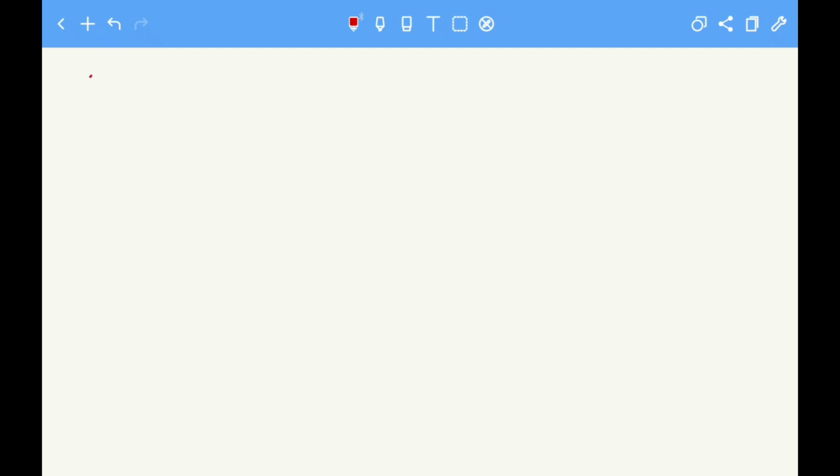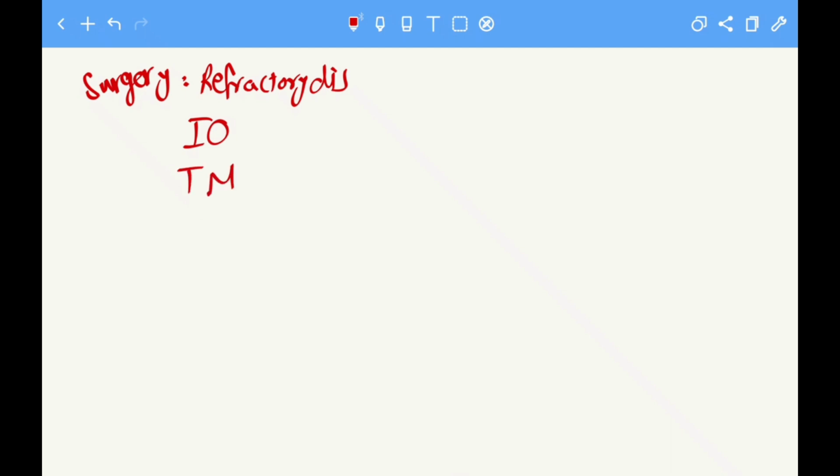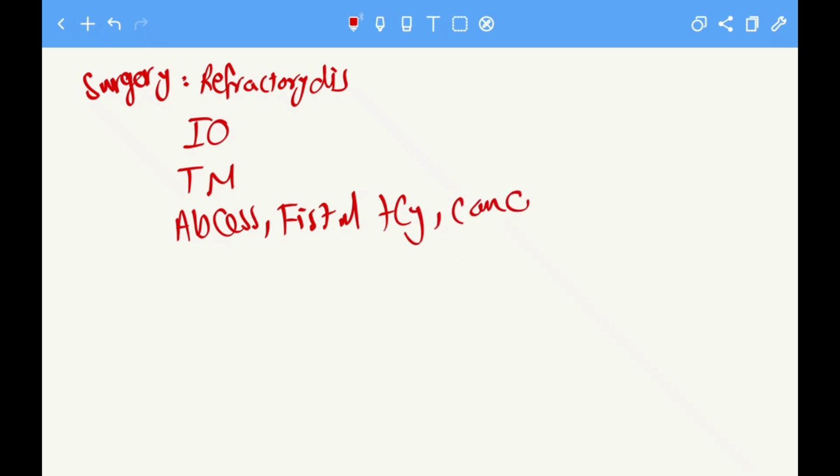When we go into surgery, as we mentioned before: refractory disease, intestinal obstruction, toxic megacolon, and if there is other complication like abscess, fistula, hemorrhage, and cancer.